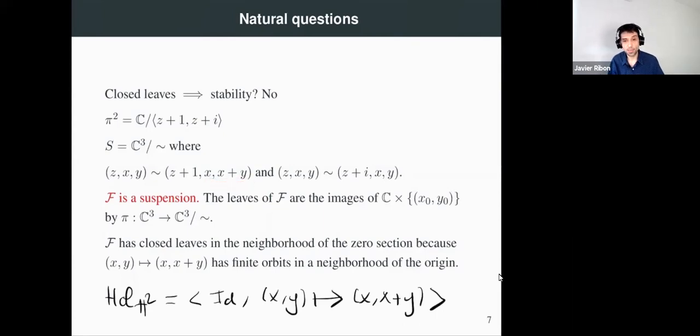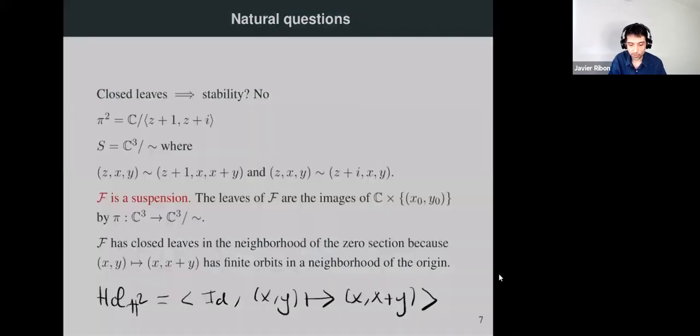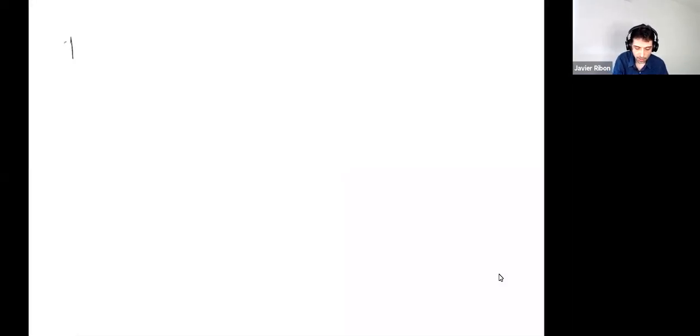And the property of having closed leaves for this suspension in the neighborhood of the zero section is equivalent to the property for this group to have finite orbits in the neighborhood of 0. This is not going to be a problem. And this map over here has finite orbits in a neighborhood of 0. It does not have finite orbits, of course, in C2, but it does in a neighborhood of 0. We're working here in the local case because we have this situation.